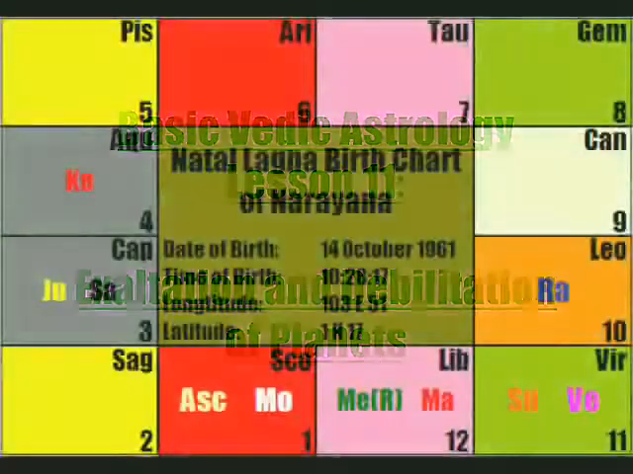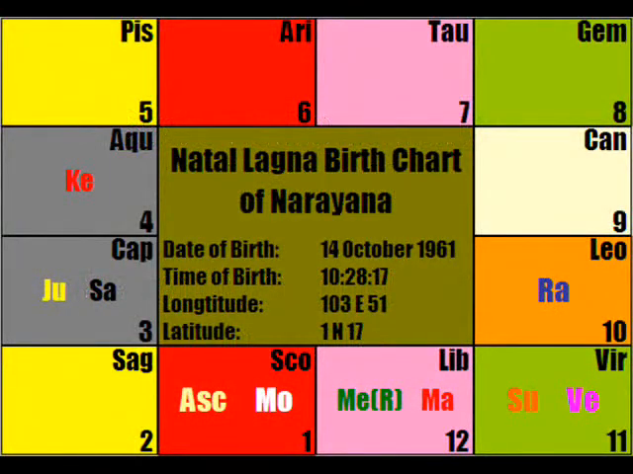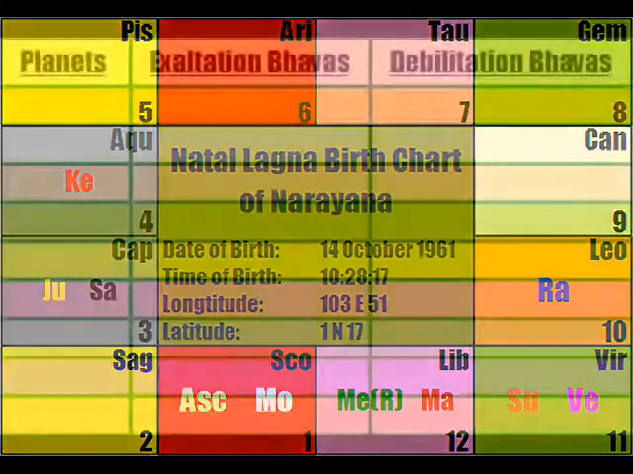Well, the previous video was on an example of a Vedic birth chart, the birth chart of Narayana. Today I want to introduce the exaltation and debilitation houses of the respective planets. Just a point to note that if a planet gets exalted at one house, then the house of debilitation will be 7 houses from the house of exaltation, counting from the house of exaltation itself. Let's look at the table.